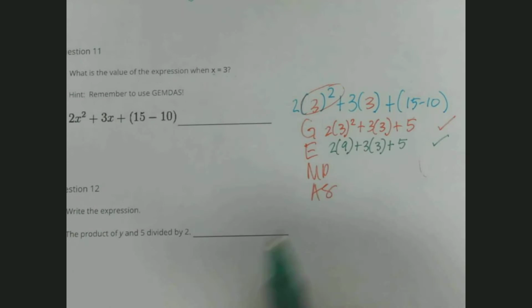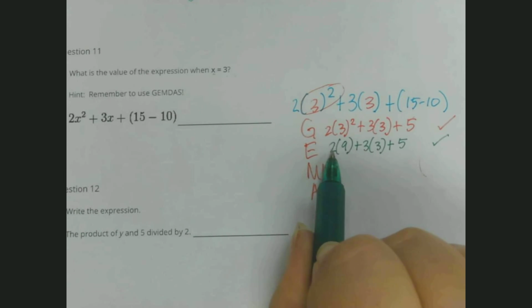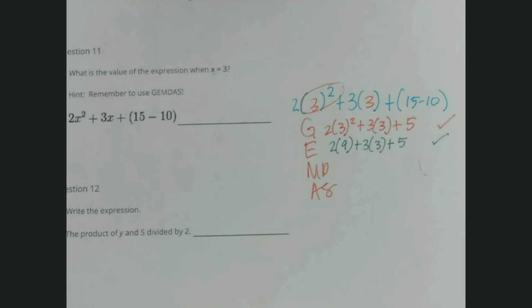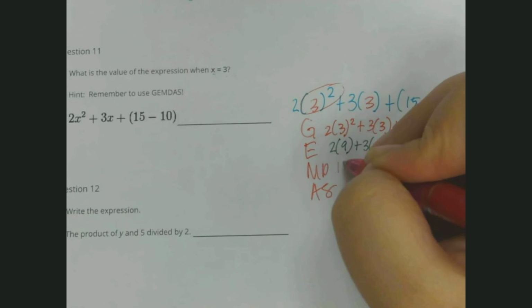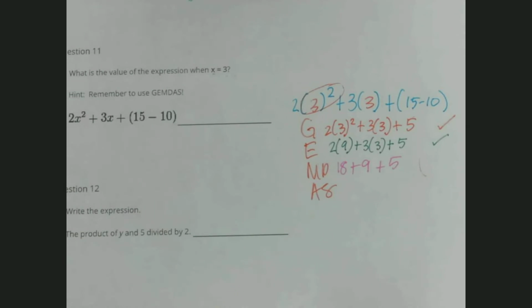Okay, so my exponent's gone. Multiplication, division, I've got 2 of those right here. Remember when a number is in parentheses, this means multiply. So 2 times 9, that's 18. 3 times 3 is 9. Keep the 5. Now we just do addition and subtraction from left to right.